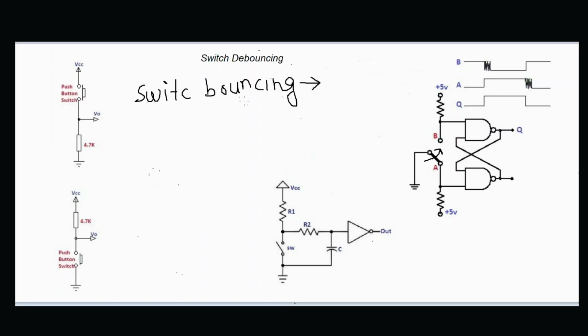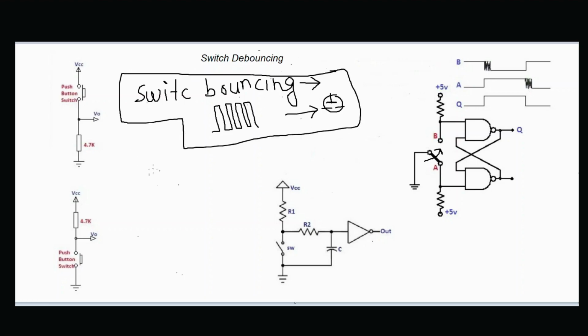So switch bouncing is a non-ideal behavior where there are multiple transitions for a single user input. So you are a user and there is a push button, and when you press this push button a single time, there are multiple transitions before it reaches a stable state. That is called switch bouncing.